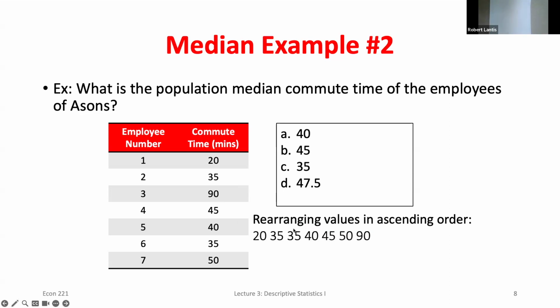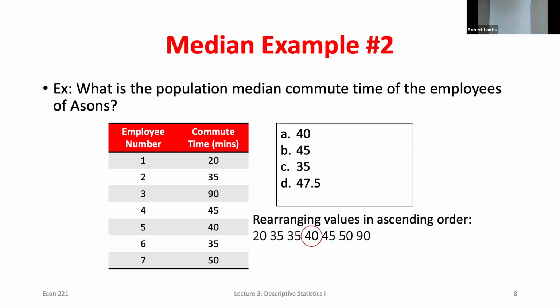I could also arrange them, and then it's very easy to see, oh yeah, there are 3 observations below 40 and 3 observations above it. Well, that means that 50% of the remaining data is above it, 50% of the data is below it. That would be my median.